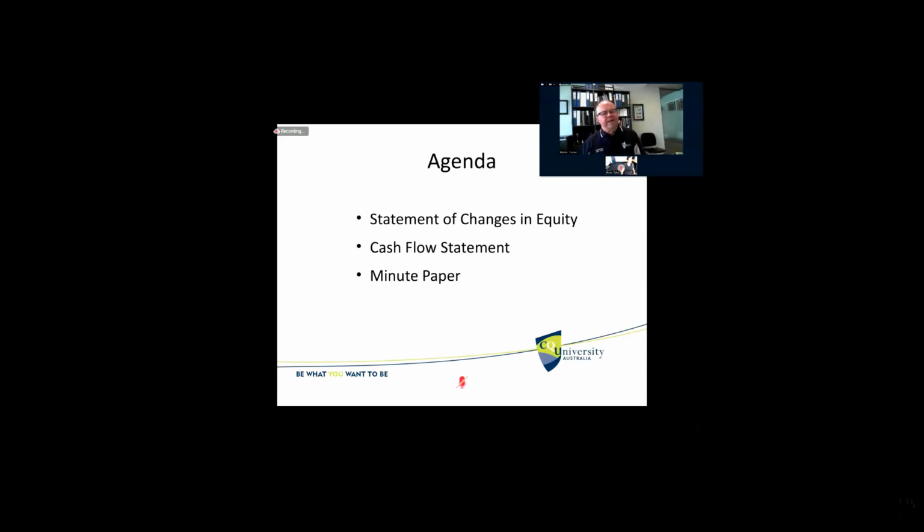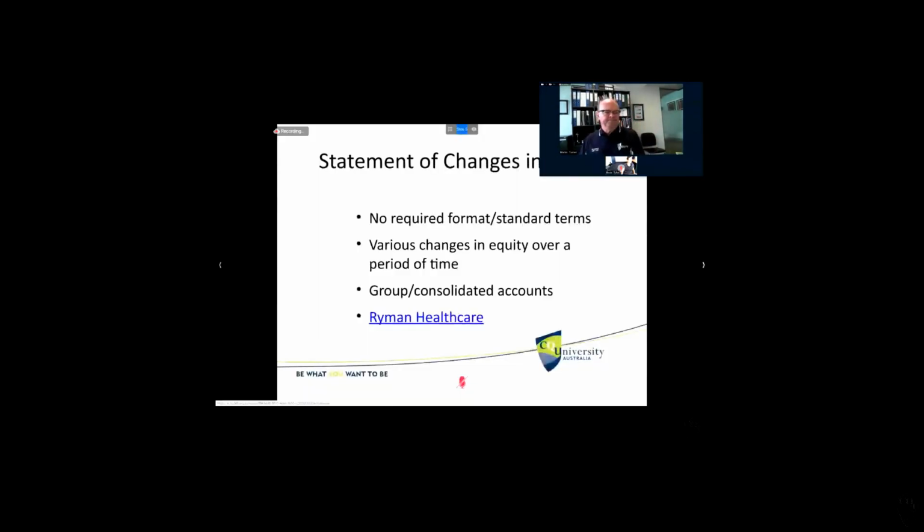And the second one is the cash flow statement, which is Maria's favourite statement. And also cash. A lot of people like cash. Cash is good. The only way you can go broke in business and in life is to run out of cash. That is the only way. And so cash, something to keep an eye on. We'll then have a minute paper at the end.